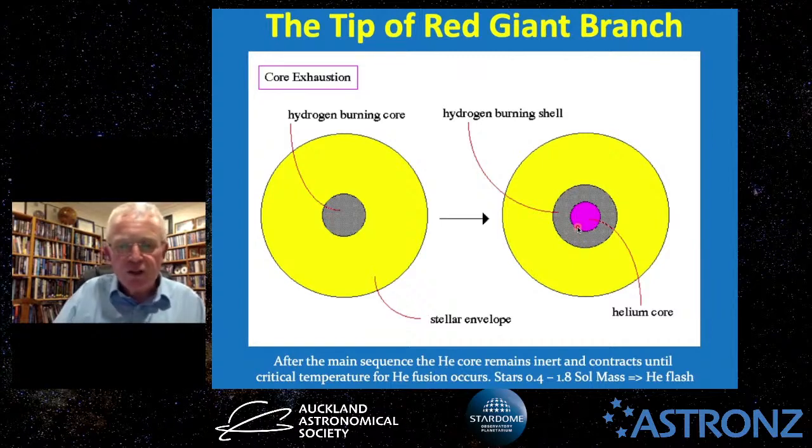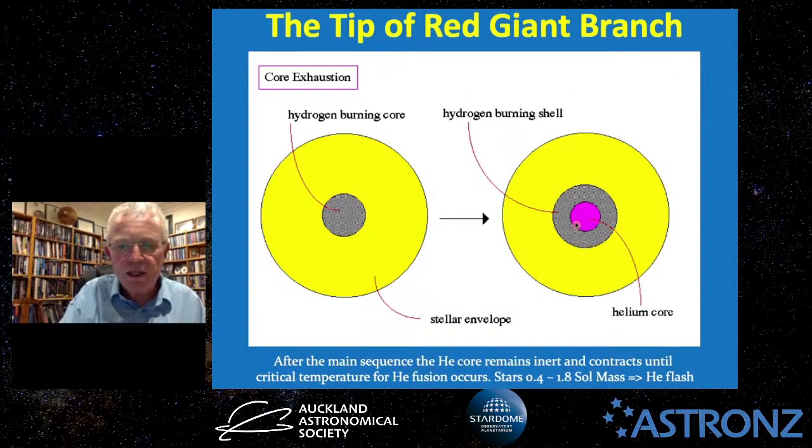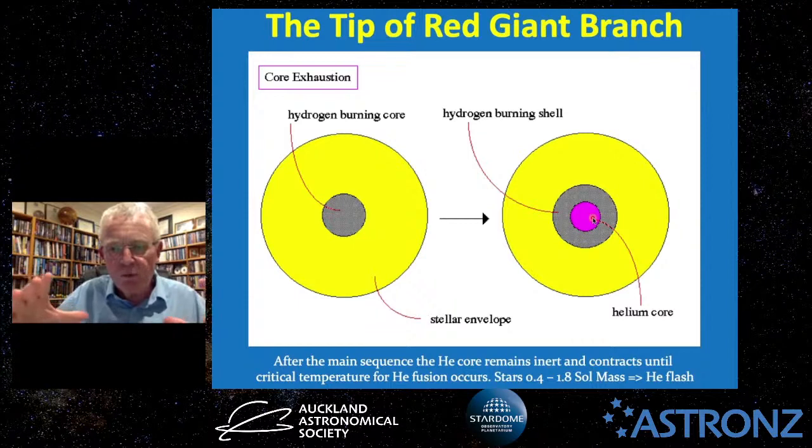If you do a color magnitude of that, let's just go back a little bit here. So as the star swells up, the pressure comes more and more because hydrogen fusion in the core has stopped.